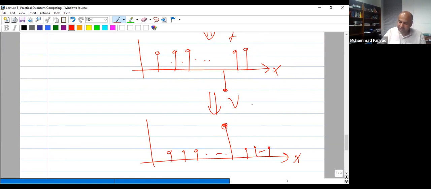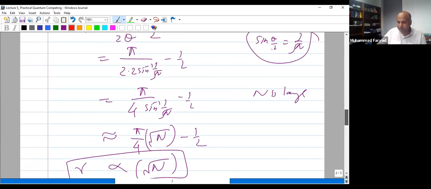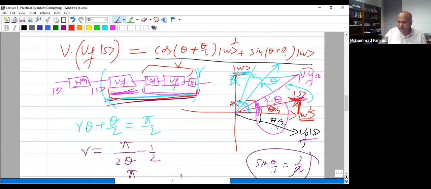So this is the action of V, that it increases the amplitude of the state that is the solution. That's why this state is inclined more towards this W, because it has a higher amplitude for W. So you can see it from here as well. The amplitude of all state W's is sine theta plus theta by 2, and W is our solution.